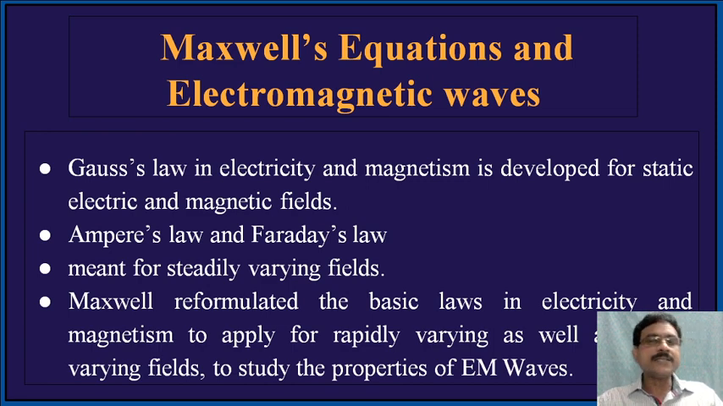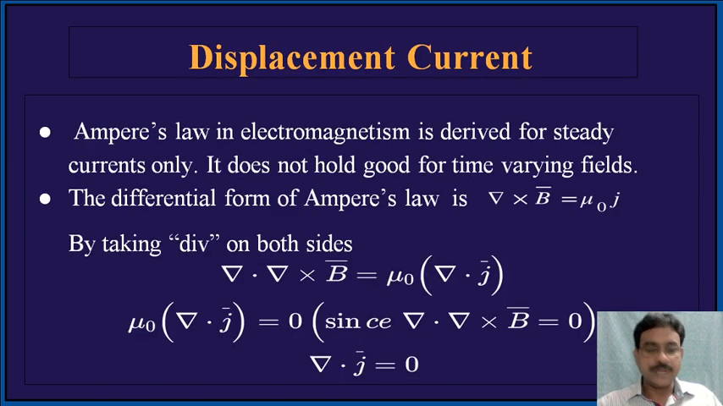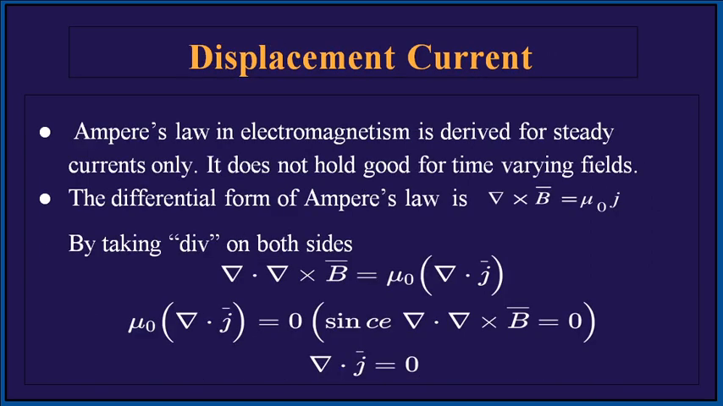The scientist Maxwell considered the four equations from the basic laws and made a little modification, and then they can be applied to electric and magnetic fields which are steadily varying or rapidly varying. That is where Maxwell's equations become applicable to electromagnetic waves. But before we discuss Maxwell's equations, we should understand a very important concept called the displacement current. So now we are going to discuss the displacement current.